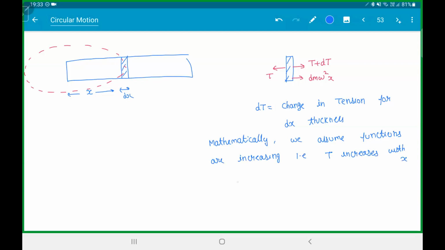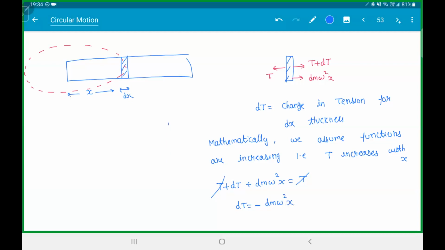So write the forces there. We'll get T plus dT plus dm omega square x is equal to T. T will cancel. We get the change in tension is minus dm omega square x. Our assumption is right. Actually, tension is decreasing. The sign took care of it.